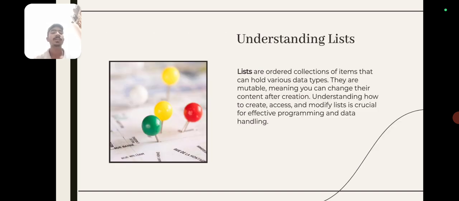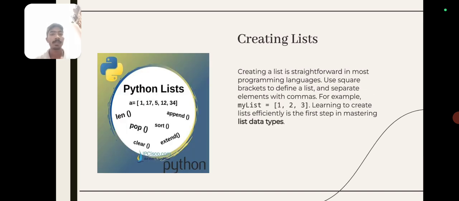Next, understanding the list. Lists are an ordered collection of items that can hold various data types. They are mutable. Mutable means which can be modified or altered. Understanding how to create, access, and modify a list is crucial for effective programming and handling. Understanding how to create the list, accessing the list through indexing or such methods, and modifying the list that is mutable is crucial for programming.